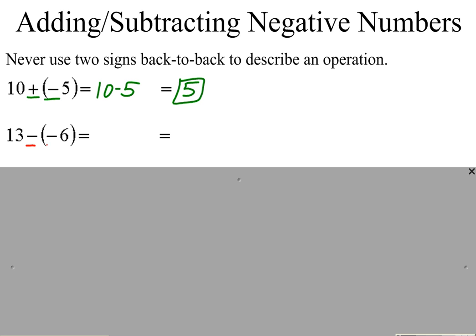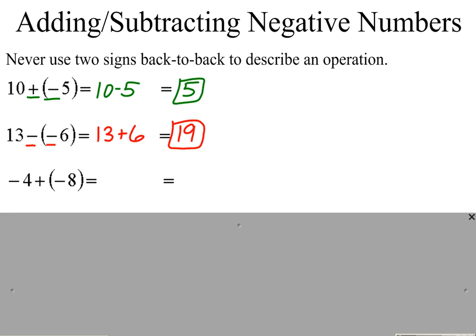13 minus a -6. When the two signs written back to back are the same, whether it's plus a positive or minus a negative, that simply means addition. Same signs mean addition, different signs mean subtraction. So this is the same thing as 13 plus 6. 13 plus 6 is 19.